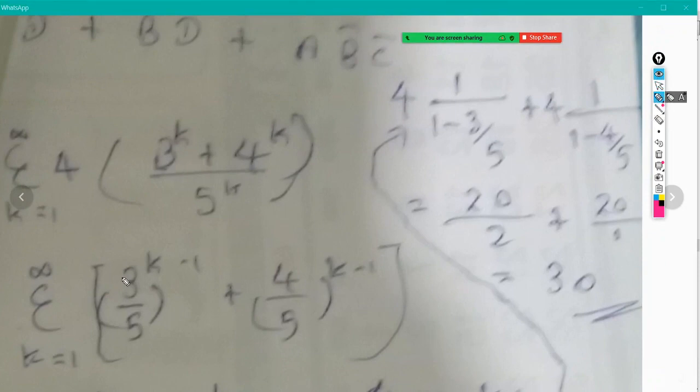So this is 4 times 3. Now this is k, but this is k minus 1. If you can explain how this became k minus 1? Because this is k, this is k. This should be 3 divided by 5k, 4 divided by 5k, right? So how did you get k minus 1?